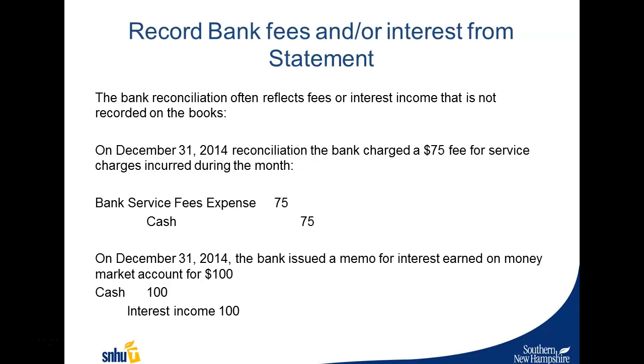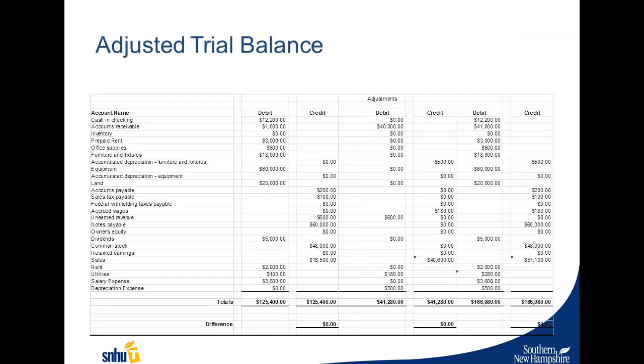And the same is true for any interest income that you've earned from your bank statement. So here is an example of what an adjusted trial balance looks like. First two columns you see are the unadjusted items, and they all agree in total. Assets equals the debits equal the credits.